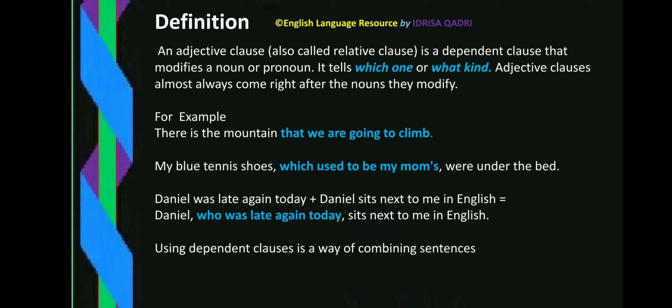Another example goes like this. Daniel was late again today, plus Daniel sits next to me in English, is Daniel, who was late again today, sits next to me in English. Using a dependent clause is a way of combining sentences.